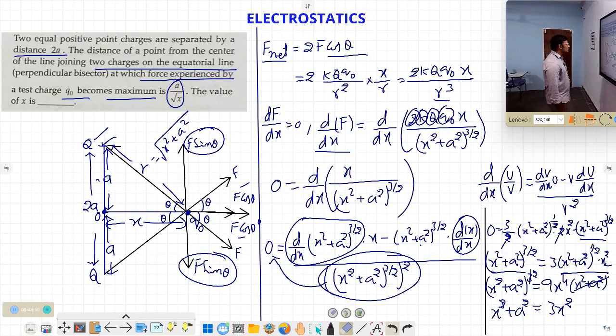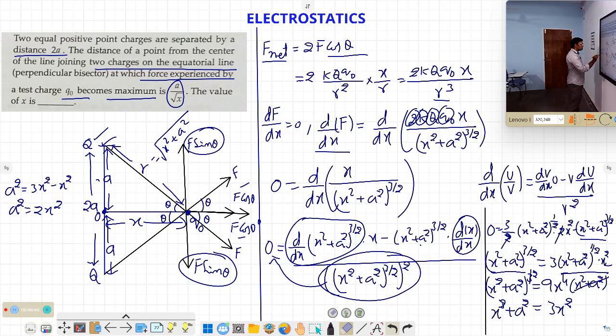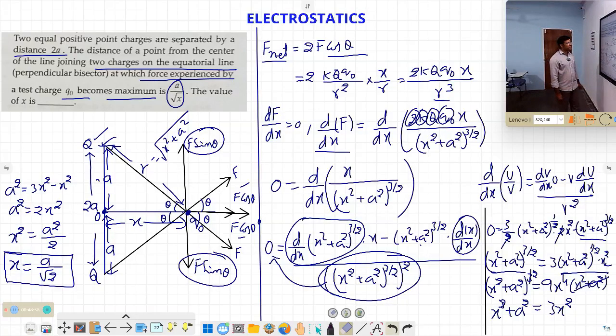x square plus a square equal to 3x square means what value you will get, a square is equal to nothing but 3x square minus x square, that is equal to 2x square. So x square is equal to nothing but a square by 2. So x equal to nothing but a by root 2. So if you compare with the given question, x value is equal to how much? a by root 2 distance, it becomes maximum. So in place of that, what is given? a by root x is equal to a by root 2. So that means what is the x value? The x value is equal to 2, which is the answer to the question.